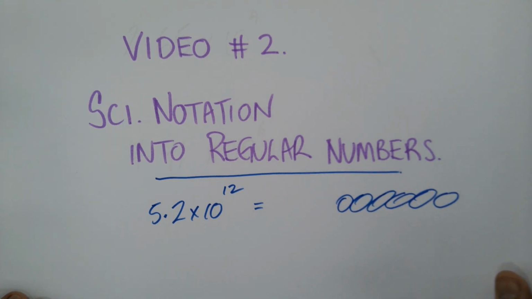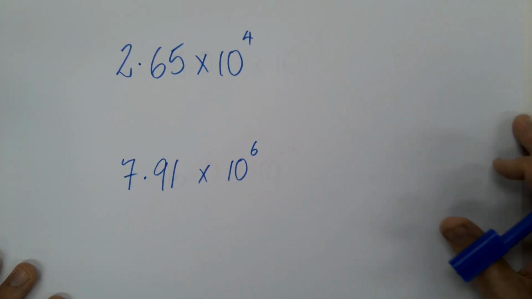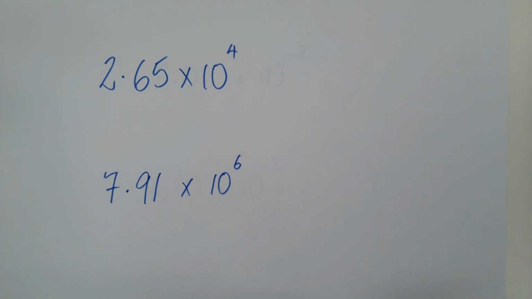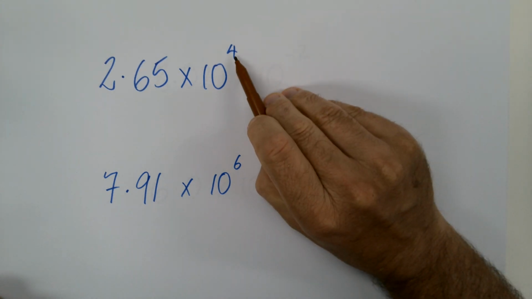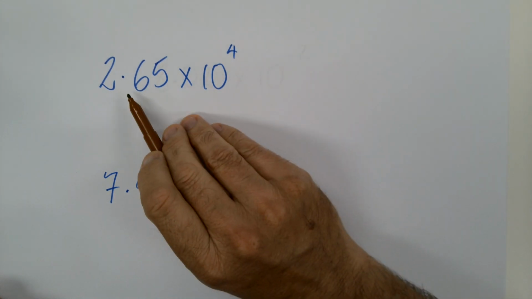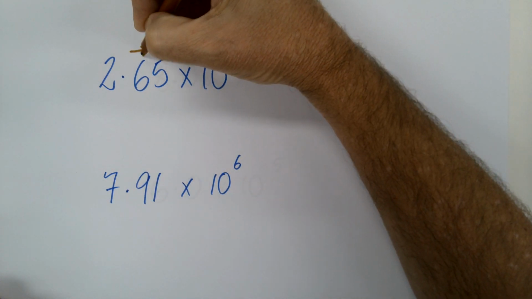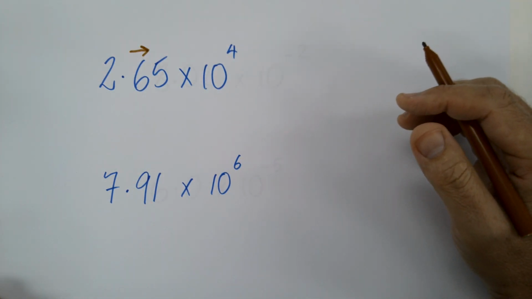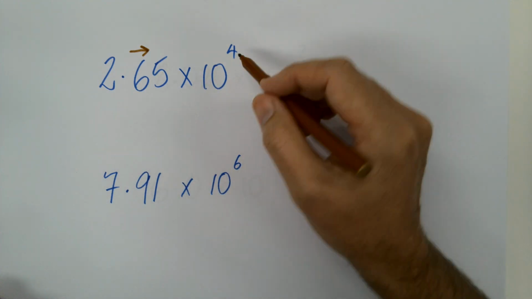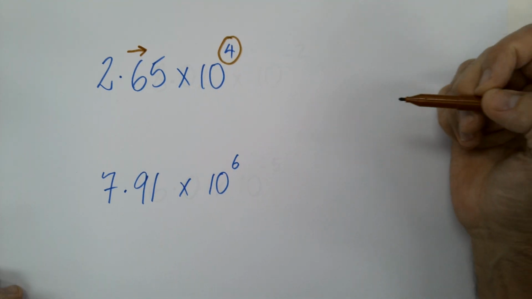All right, so let's have a look. First of all, let's look at these two examples here. I've got 2.65 times 10 to the 4. First of all, because the power here is positive, this is going to be a big number. I'm going to move the decimal place in that direction, but it's got to move 4 places because I've got 10 to the power of 4.